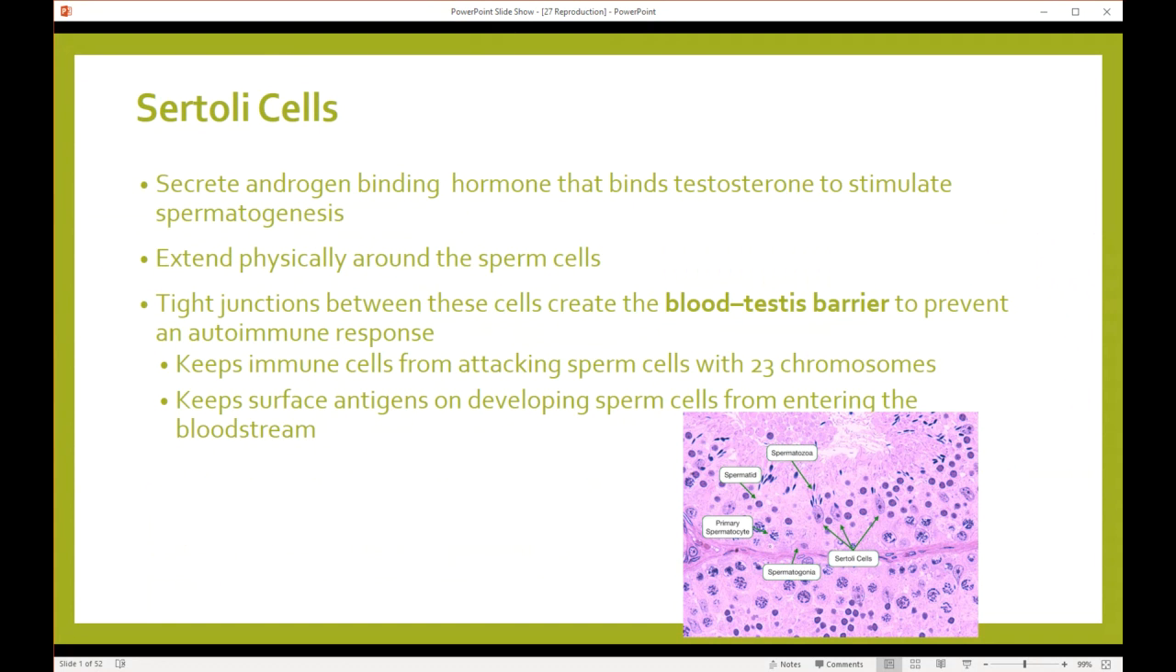They produce what's called a blood testes barrier, okay? And remember that these sperm cells only have 23 chromosomes. 23 chromosomes is not a normal amount of chromosomes for your body cells to have. Therefore, your immune system would actually attack them, okay? And so this blood testes barrier helps to keep those immune cells from attacking those sperm cells, and it keeps any surface antigens from developing on the sperm cells that are going to enter into the bloodstream.